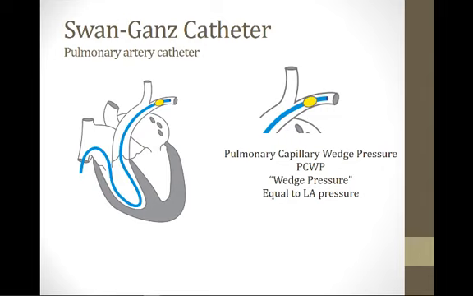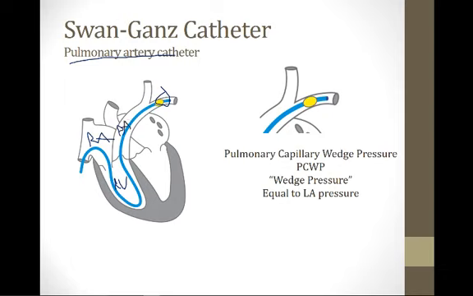A Swan-Ganz catheter is named for the two men who developed it. It's also sometimes called a pulmonary artery catheter. And this is a catheter where the sensor at the tip measures the pressure, and it can be inserted into the heart to measure the pressures in the heart. So shown here is a drawing of the heart. This is the right atrium. This is the right ventricle down here. This is the pulmonary artery right here.